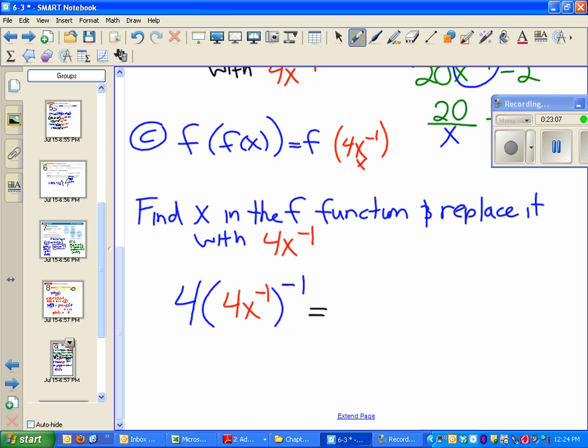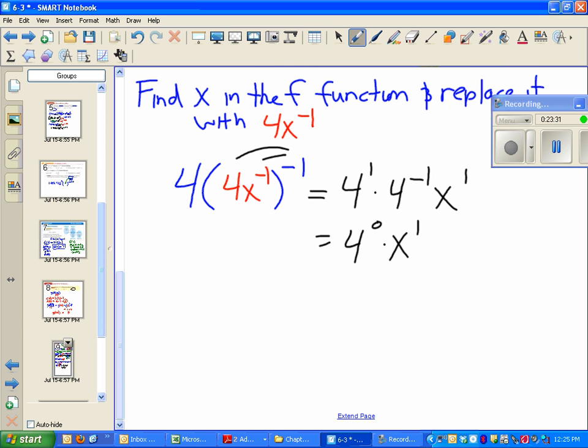So this is the same thing. I'm going to first technically distribute the exponent. So I have 4 times 4 to the negative 1 power, and then negative 1 times negative 1 is x to the first. And then this 4 is technically 4 to the first. So when I add those exponents, I'm going to get 4 to the 0 power times x to the first. Anything to the 0 power is 1. So this becomes 1 times x to the first, which is just x. All right, so that is all our functions, and now we're going to find the domain of each of them.